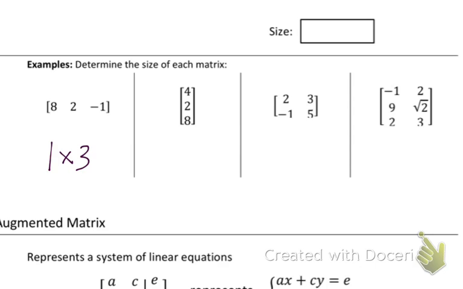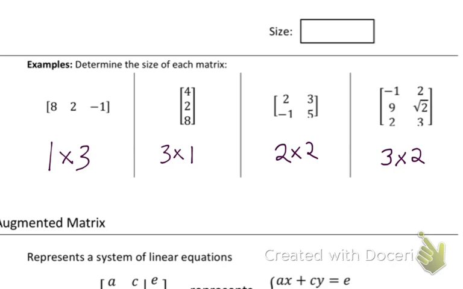Who can give me the size of the second one? Yeah. It's going to be a 3 by 1. And the third one? Jack? 2 by 2. 2 by 2. Awesome. And what's the size of the last one? Lewis? 3 by 2. It's going to be a 3 by 2. Yep.